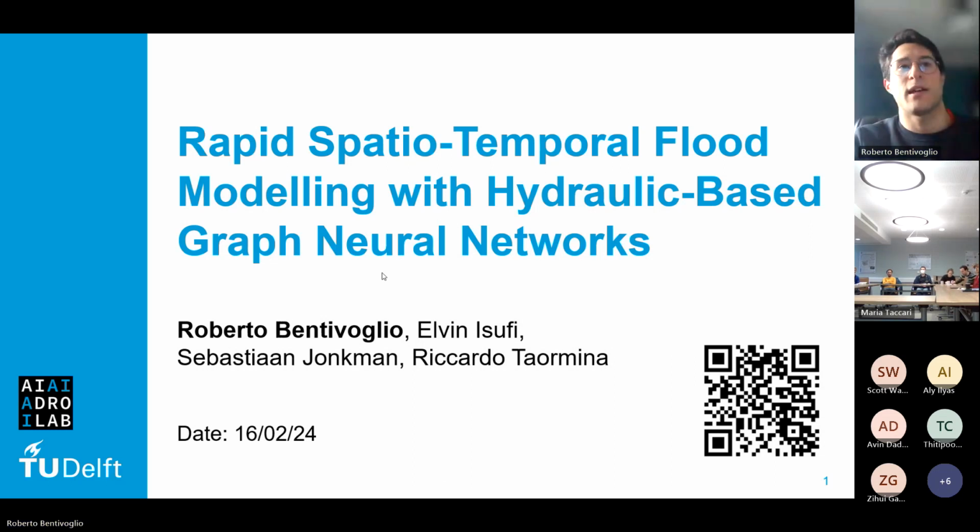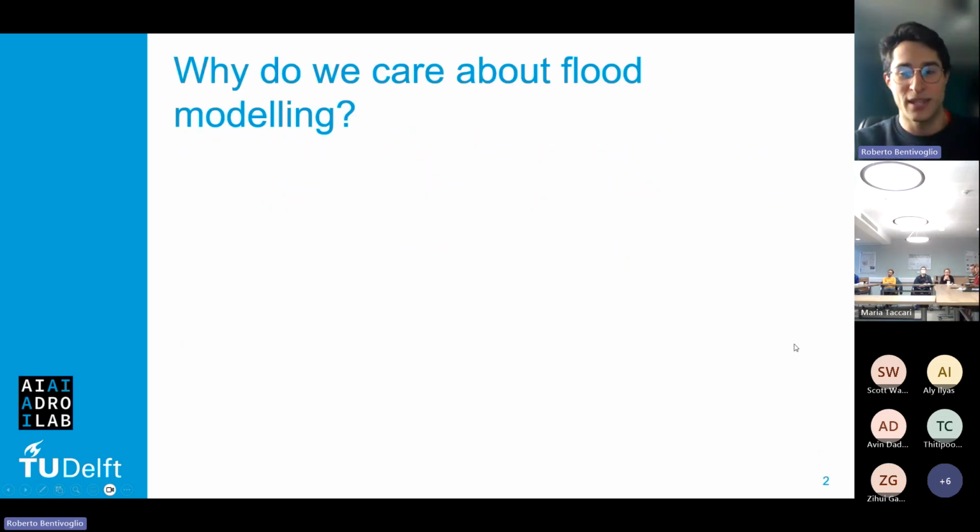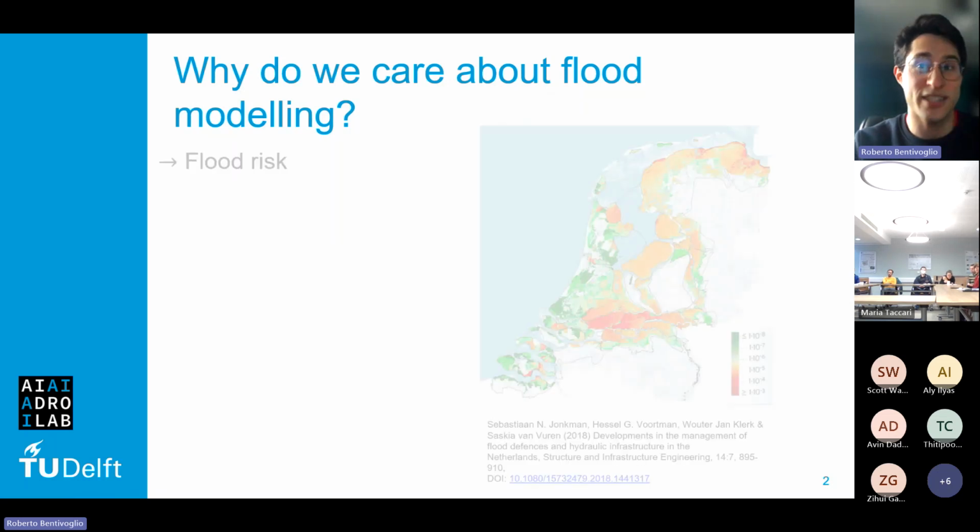As you can see from the title of my presentation, this is rapid spatio-temporal flood modeling with hydraulic-based graph neural networks. I will spend most of the presentation describing what this hydraulic-based model looks like. First of all, since not everyone might be familiar with flood modeling, I will briefly introduce why we care about flood modeling. So the easy answer is, well, flood risk.